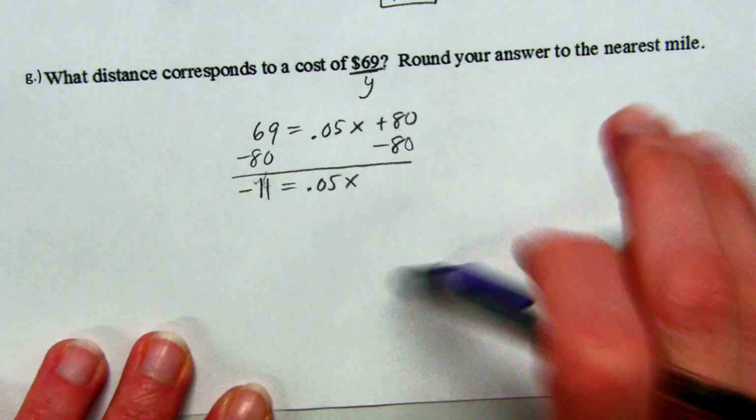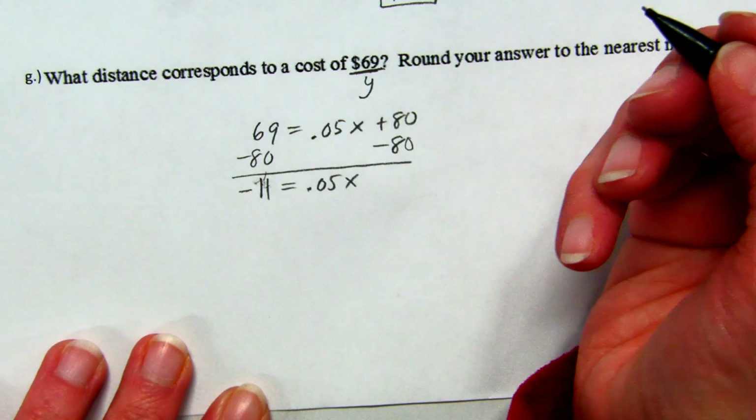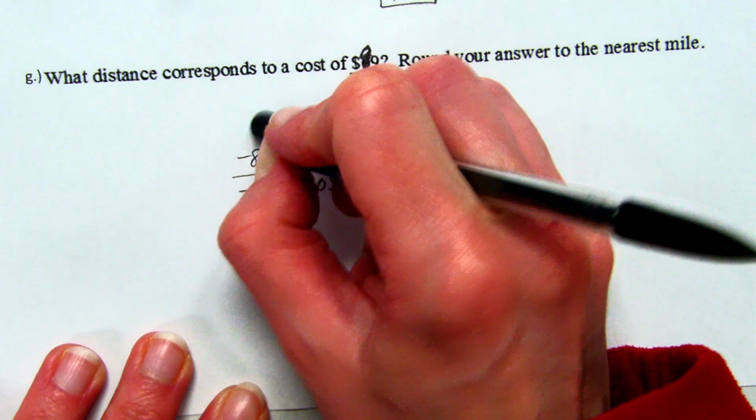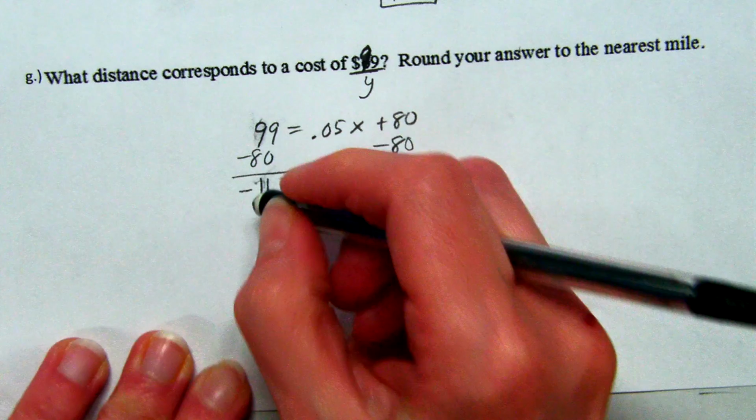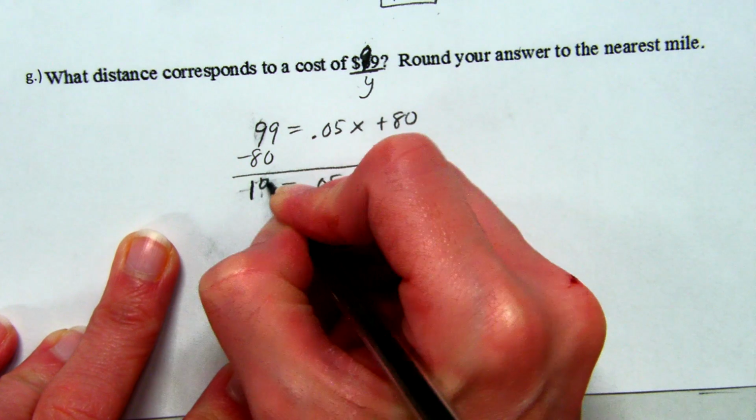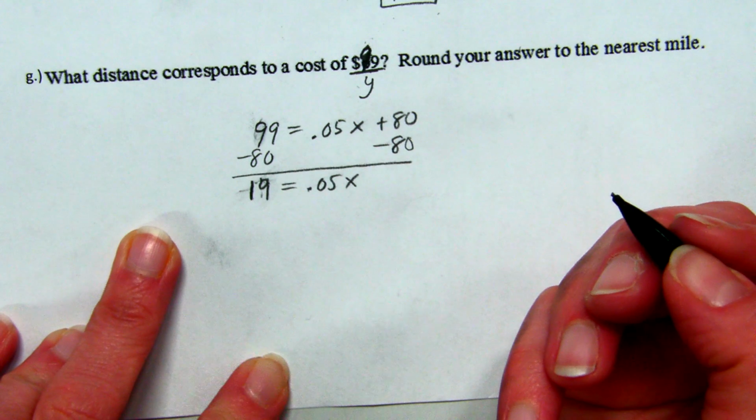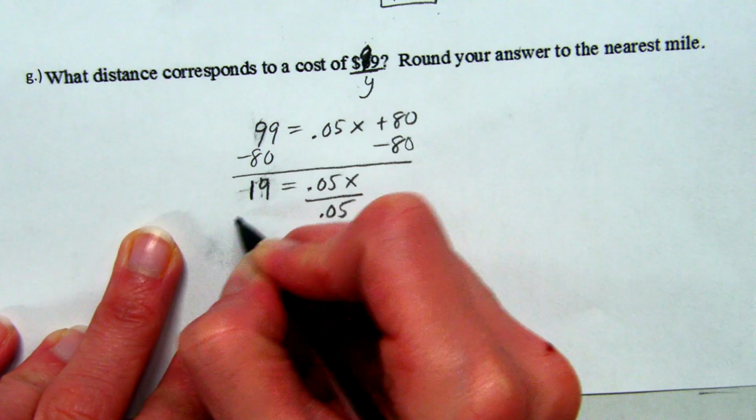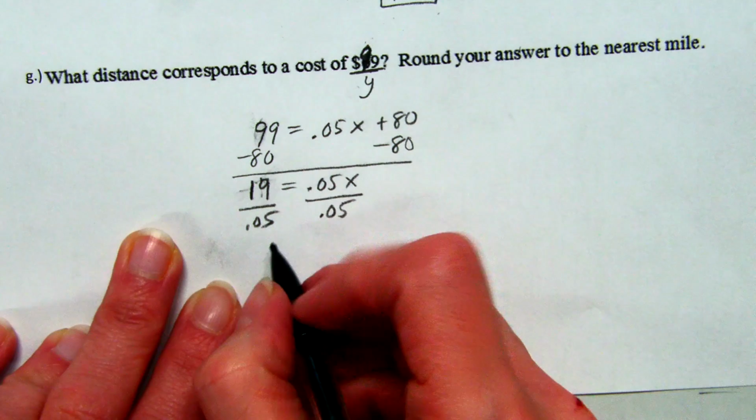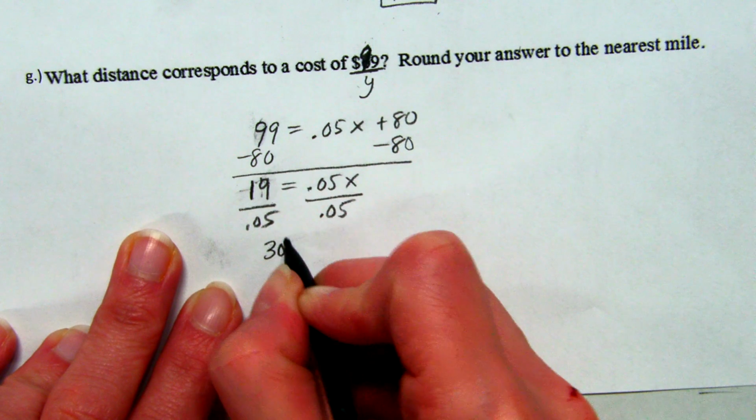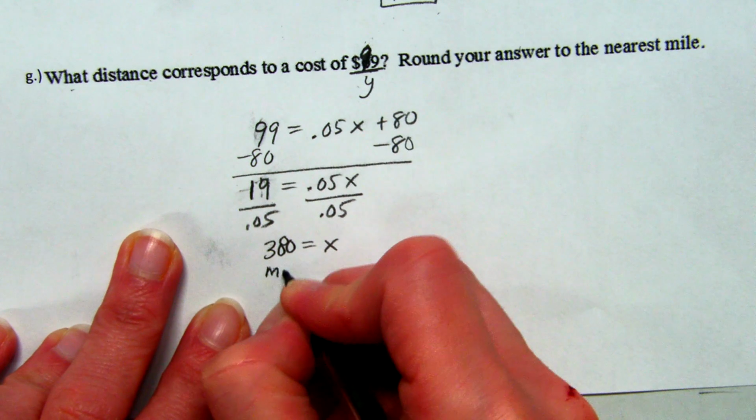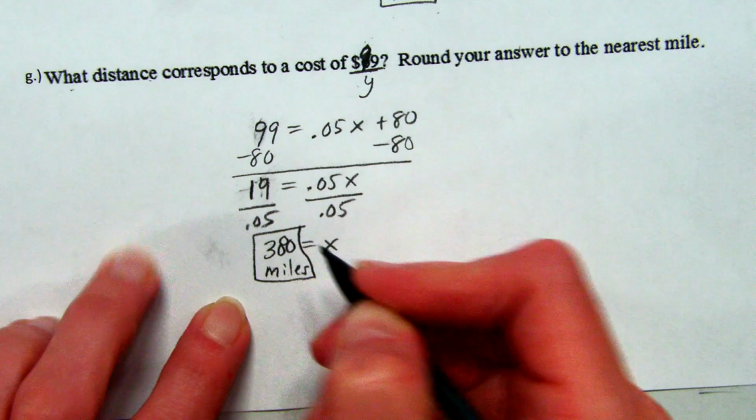Okay, so this is a bad number. 69 is not what I wanted. Let's change it to 99. I know everybody's groaning right now, but I want this to actually work, and I don't feel like starting over. So we're going to put 99 there, which will give us a positive 19. And that just works out better. Divide by 0.05. Doing that on my calculator. And we get 380, which is a nice number for X. So remember, we're asking what distance. So this is 380 miles. We should label that.